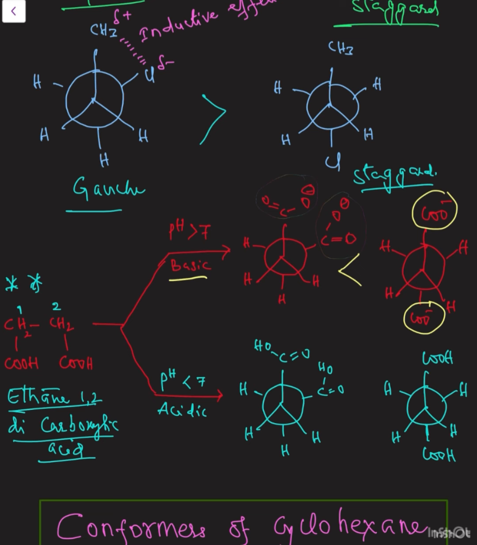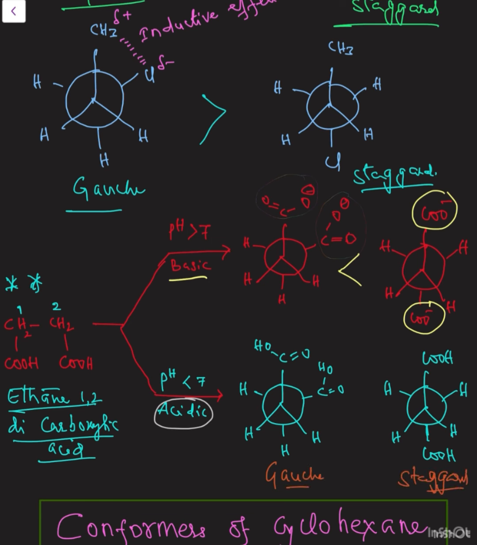When pH is less than 7, the solution becomes acidic. So when the solution becomes acidic, what happens? Look at this structure, that is the Gauche conformer, and this is staggered.